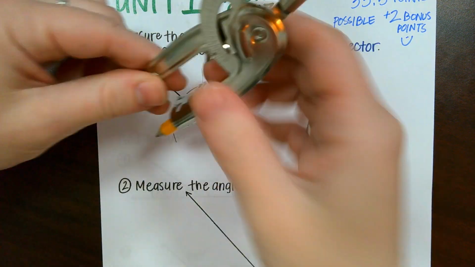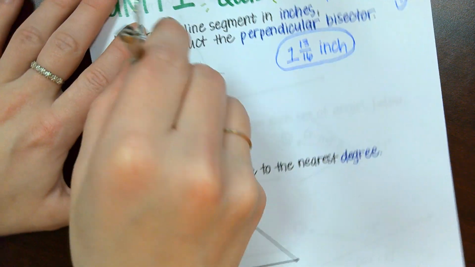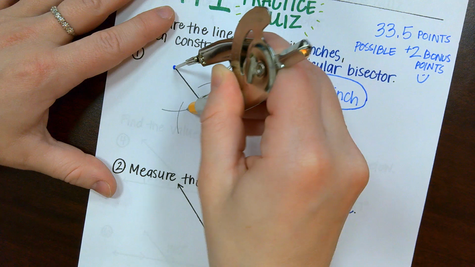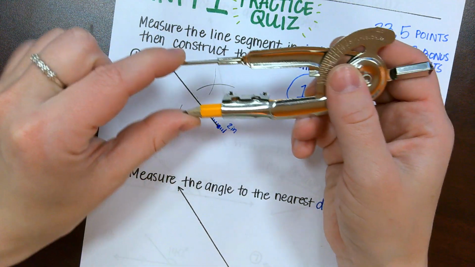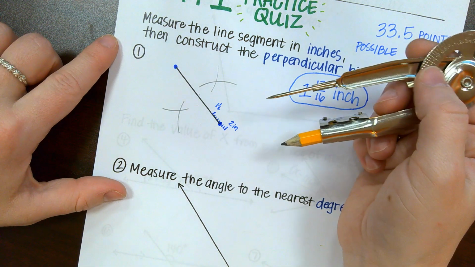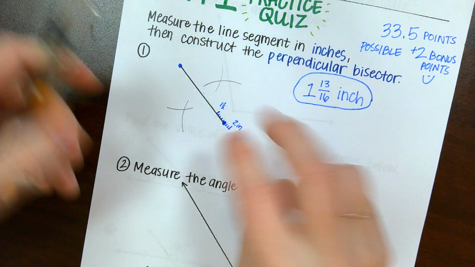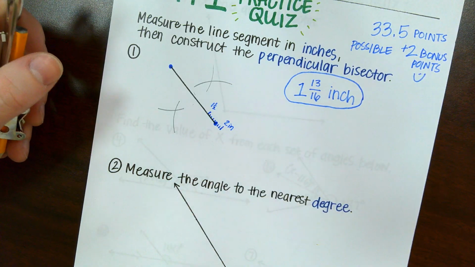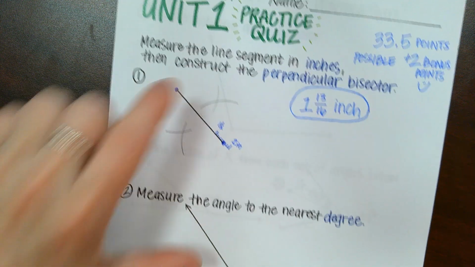Go. And now the most important thing to make sure is that your compass is opened at the same width for all 4 of these arcs here. We don't want there to be any inconsistencies, or our intersections here are not going to line up how we need them to. So we've got our arcs.